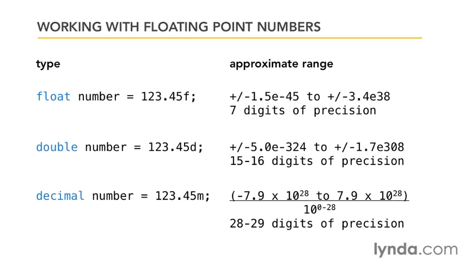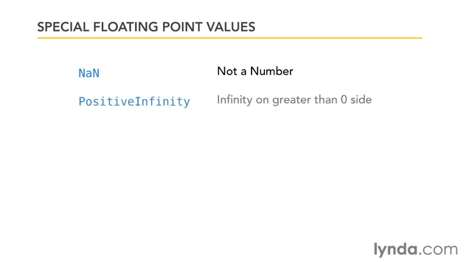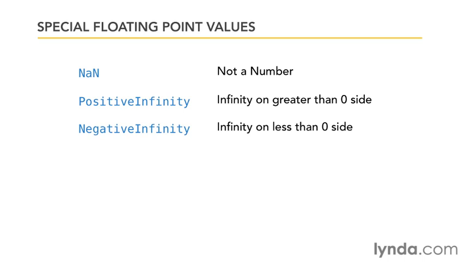In addition to these data types, there are some special floating point values that you should be aware of. The first of these is NaN, which means not a number. If a floating point variable gets into a state where you've either tried to divide by 0 or some other kind of error happens, then the variable is set to NaN, which means not a number. There's also a positive infinity and a negative infinity setting.